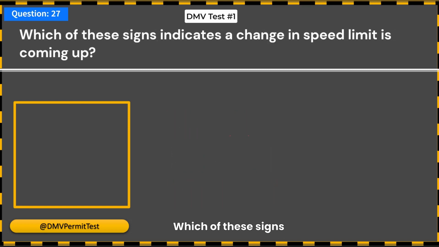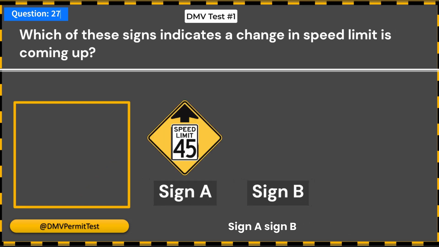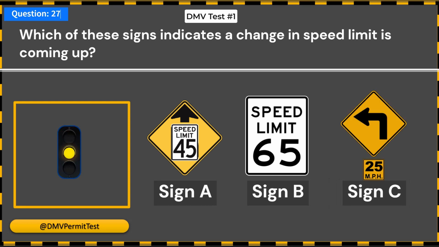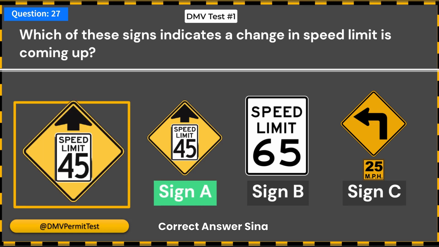Which of these signs indicates a change in speed limit is coming up? Sign A. Sign B. Sign C. Correct answer, sign A. This is an advance notice of an upcoming change in the speed limit.